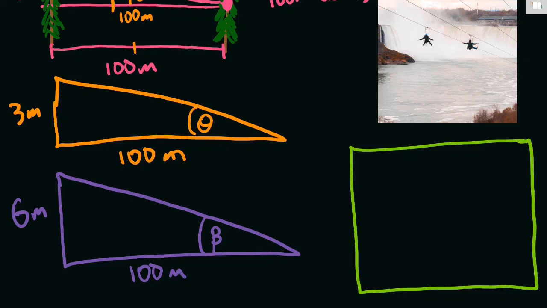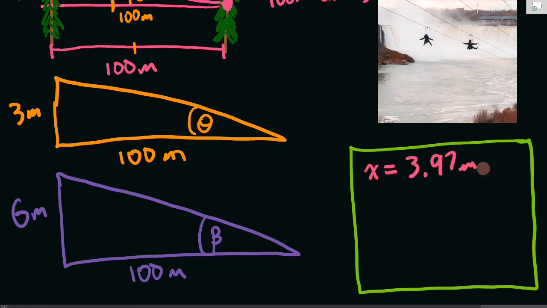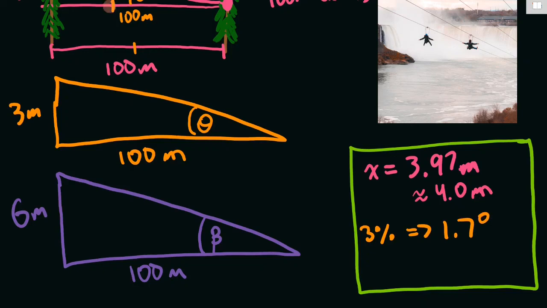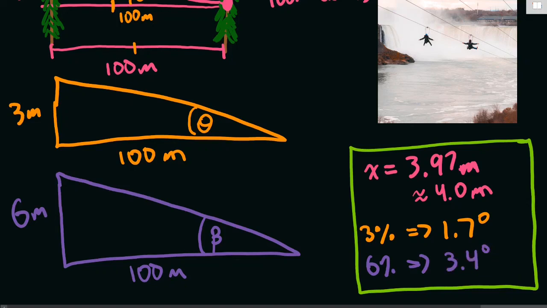The Leaning Tower of Pisa. If you work it out, your horizontal distance, your x, should have been 3.97 meters. And if you round that to the nearest tenth, of course, that should be 4.0 meters. Okay, now the zipline, the 3% line, you should have got an angle of 1.7 degrees. And the 6% line, you should have got an angle of 3.4 degrees. All right, those are trig word problems. Hope you enjoyed them.